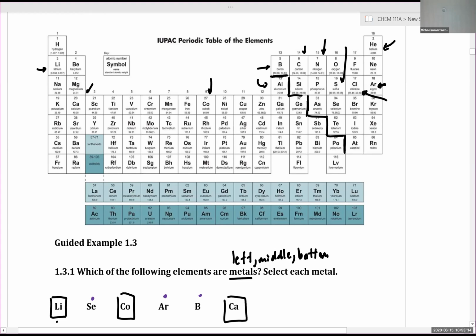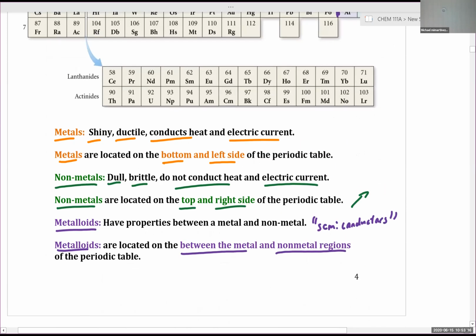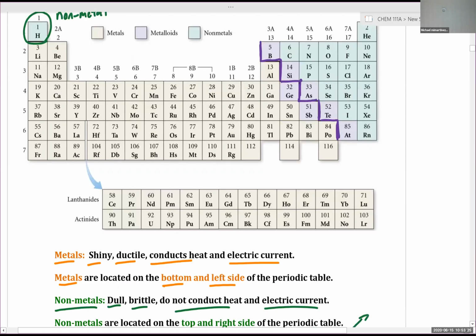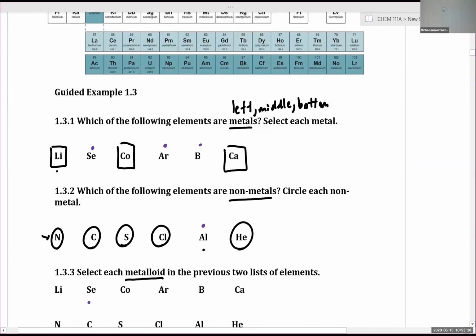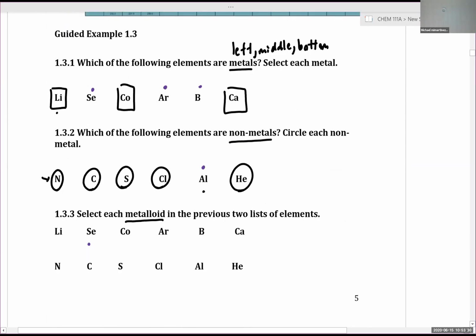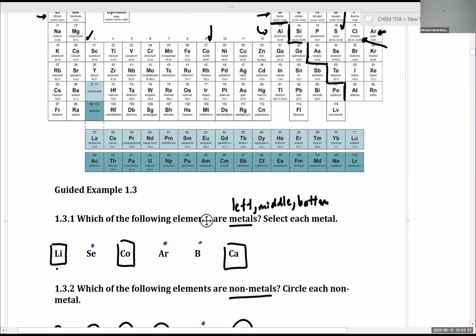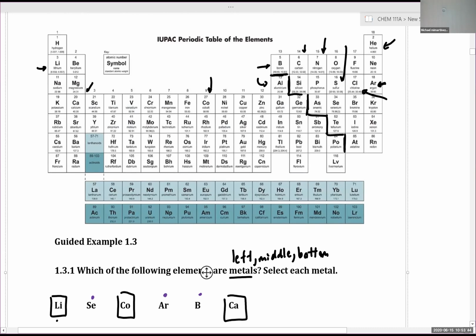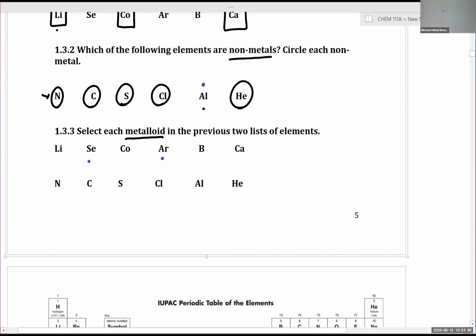So let's check. If we go to our table and look, is selenium a metalloid? As we see, it's actually a non-metal. So we'll leave selenium blank. Okay. What about argon, Ar? Is argon in the metalloid section of our periodic table? No. Okay, so we're good to go there.